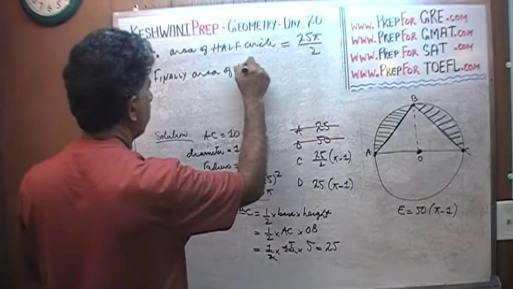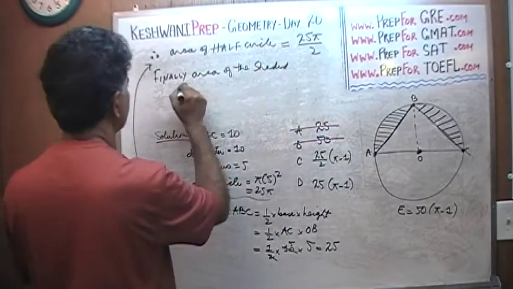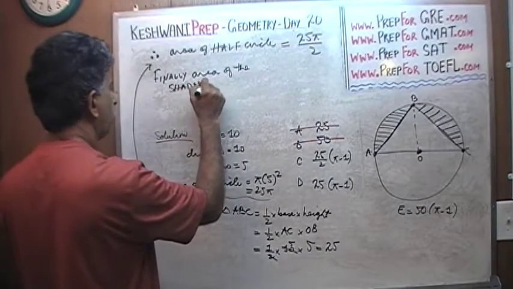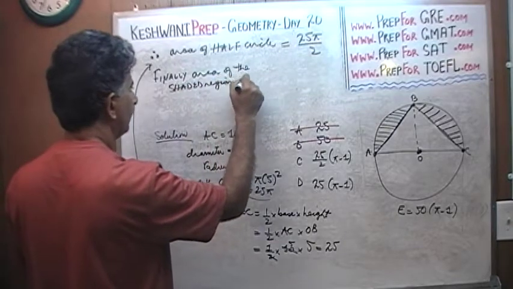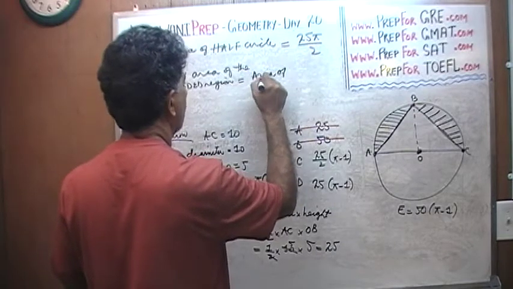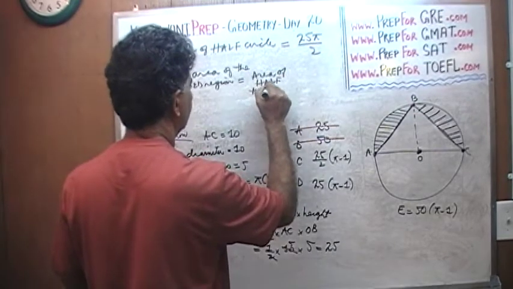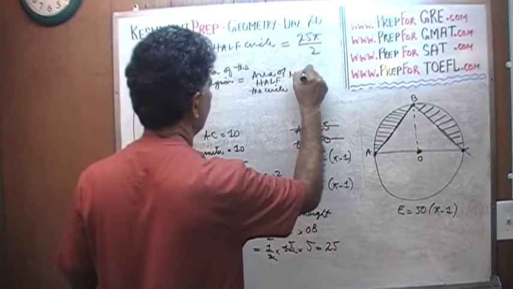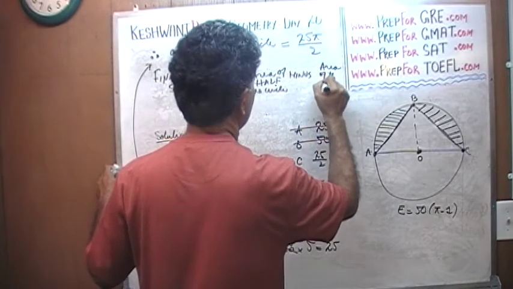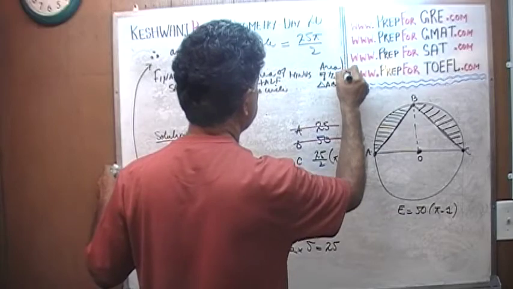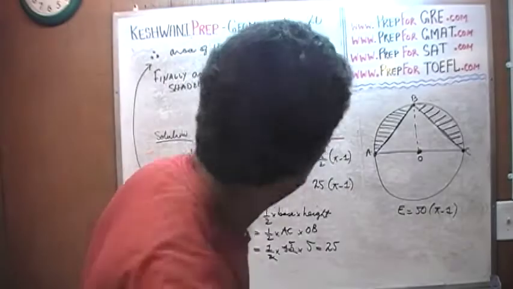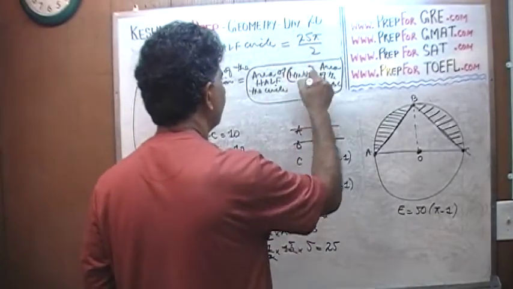And finally, the area of the shaded region would equal the area of half the circle minus the area of the triangle ABC. There you go. Area of half the circle minus the area of the triangle.